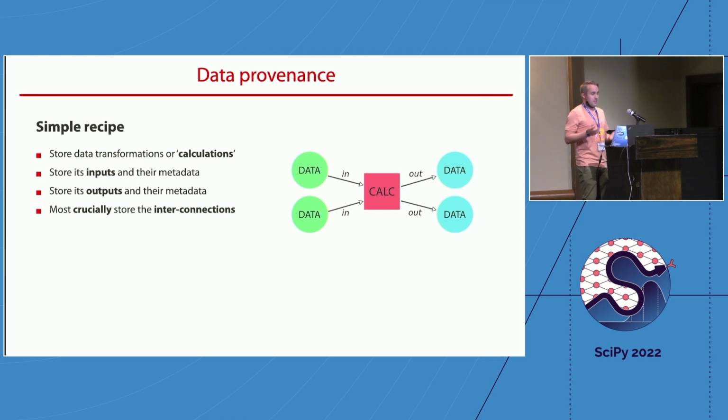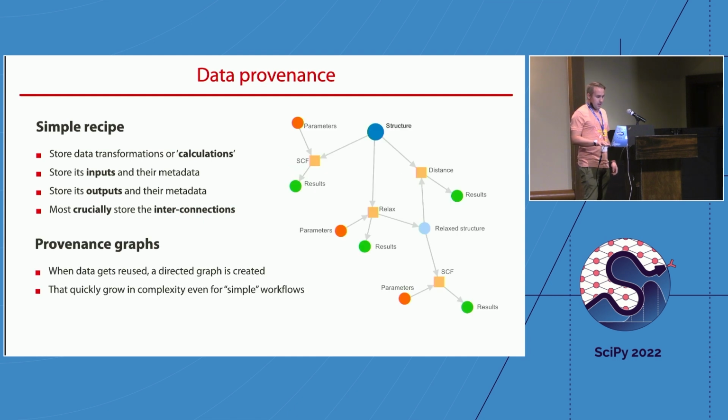So very simply, you start from the concept that any calculation connects a number of inputs to a number of outputs. And now, if you imagine that any data can also be the input of another calculation, you end up with a directed acyclic graph that can describe multiple steps of a complex workflow.